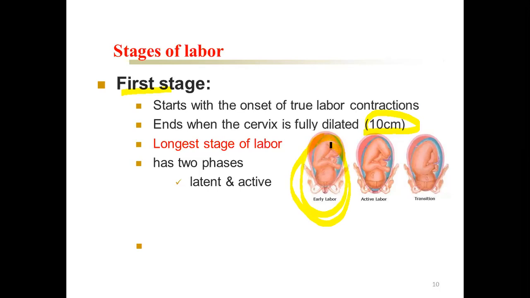But if this side comes first, the probability of normal delivery is very unlikely. Sometimes even this part will come first. This can actually even come first. The probability of spontaneous delivery is very unlikely. So this one requires even a cesarean section.